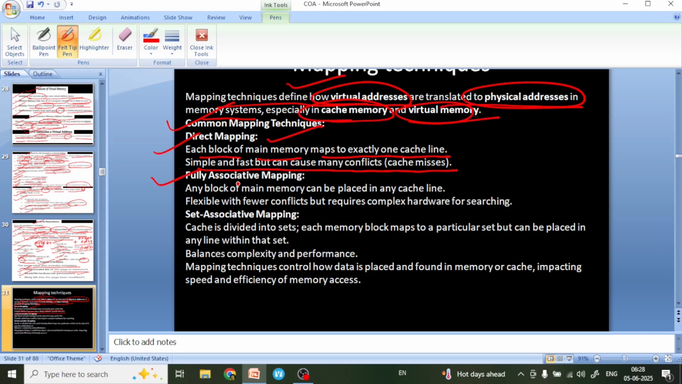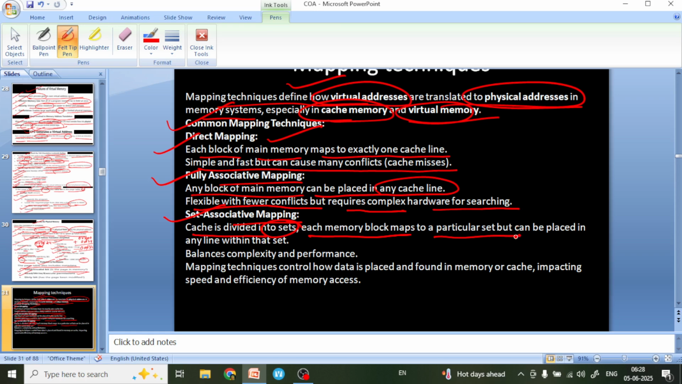Second is fully associative mapping. In fully associative mapping, any block of main memory can be placed in any cache line. It is flexible with fewer conflicts but requires complex hardware for searching. Third, set associative mapping means the cache is divided into sets. Each memory block maps to a particular set.